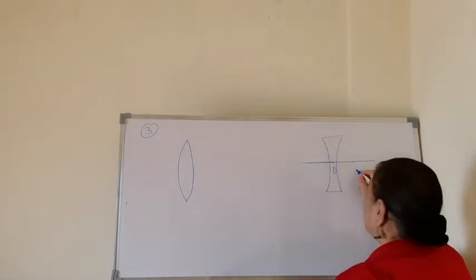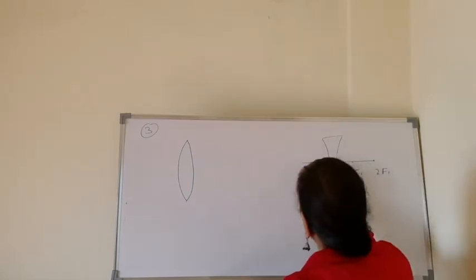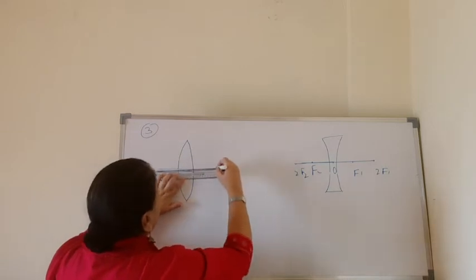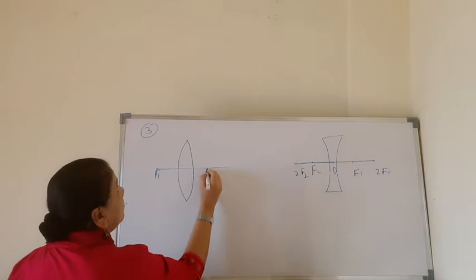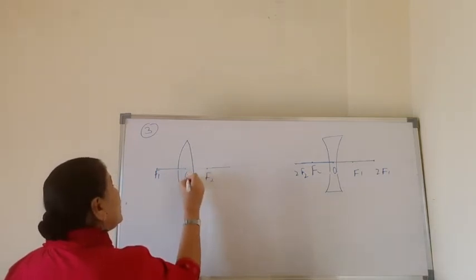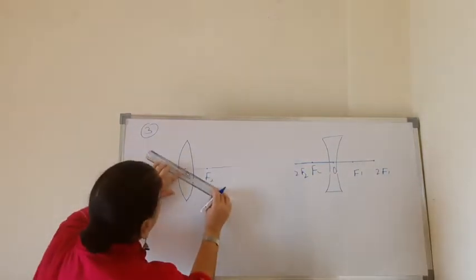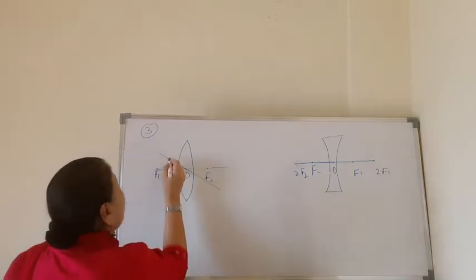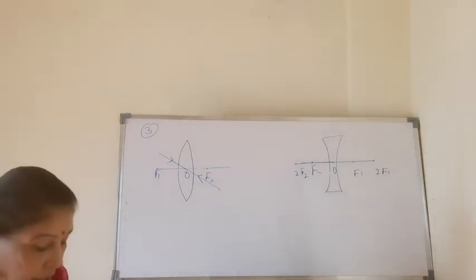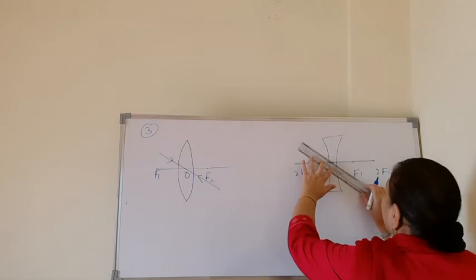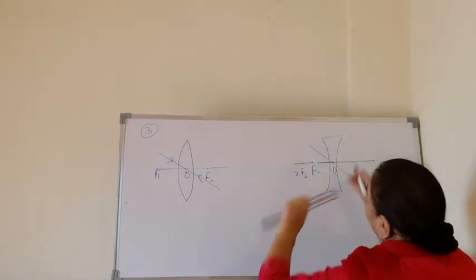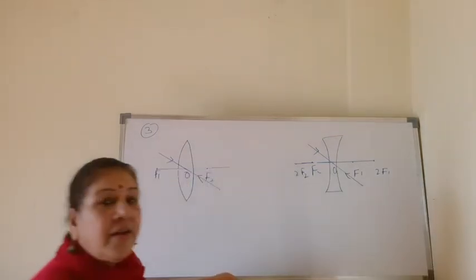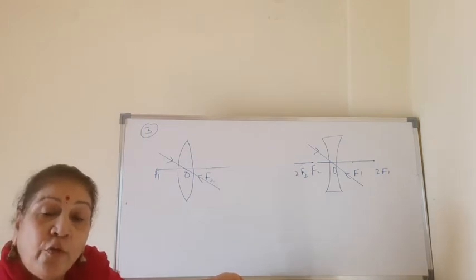So this is O, this is F1, this is 2F1, this is F2, this is 2F2. Same thing happens here for the convex lens as well. F1, F2, this is the optical center. So the third ray I'll take is the ray which passes through the optical center, and after refraction, without any deviation, goes in the same direction, following the same path. Same thing happens in the case of concave lens: the ray goes through the optical center and comes back without deviation, following the same path. So these three rays, children, I'm going to take.